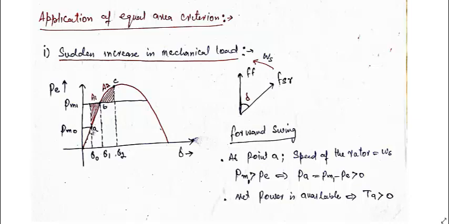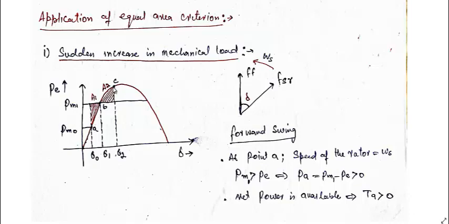At point A the speed is synchronous speed, but the accelerating power is positive, so it accelerates. Let us say at this point speed is 1500 rpm. At this point speed is 1510 rpm. But here mechanical power is equal to electrical power, so there will be no accelerating power available. Because the speed of the rotor is more as compared to synchronous speed, delta will continue to increase till point C, but from B to C, speed of the rotor will decrease. Let us say it was 1510, it will come again at point C to the synchronous speed, which is 1500 rpm.